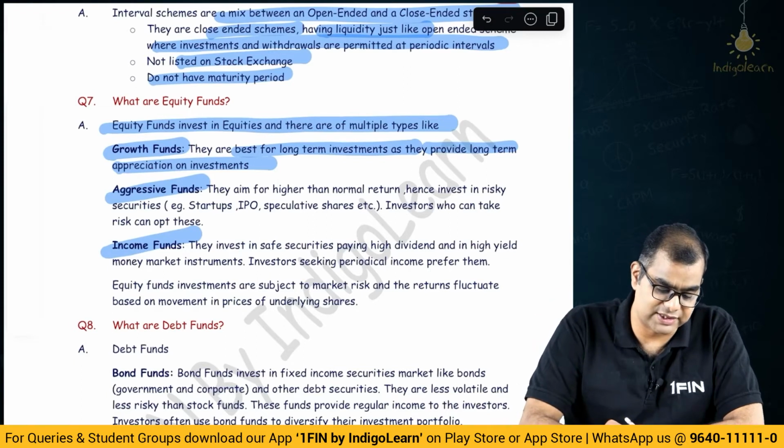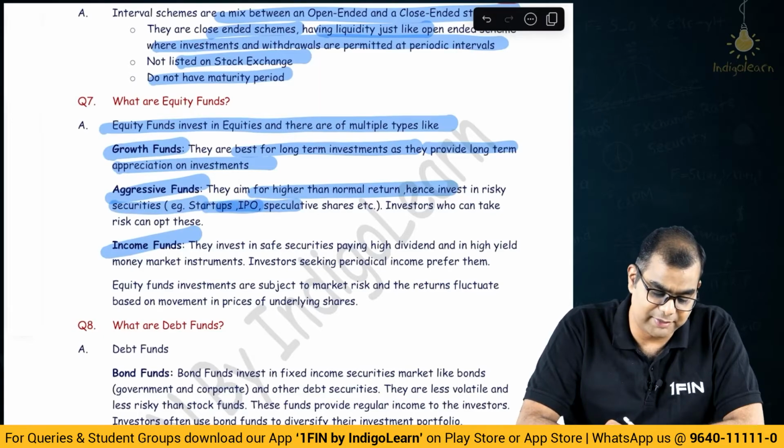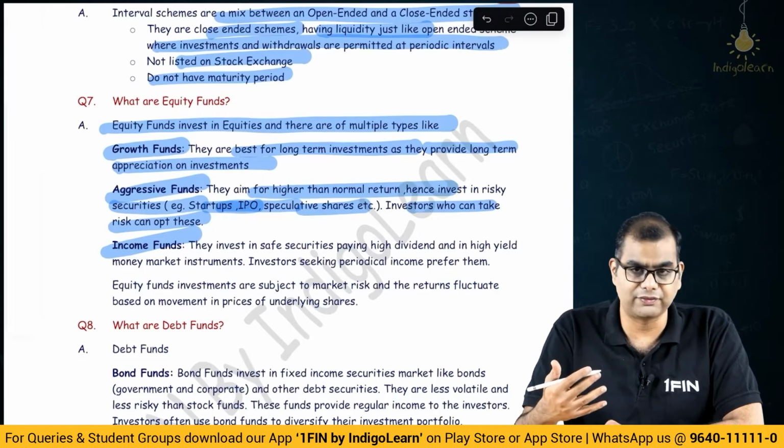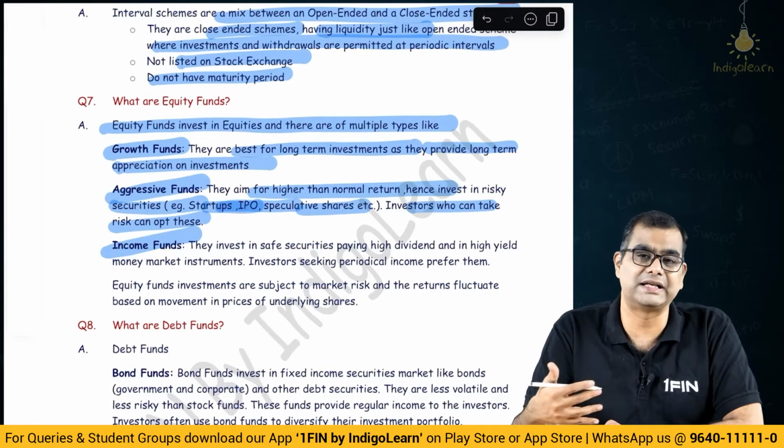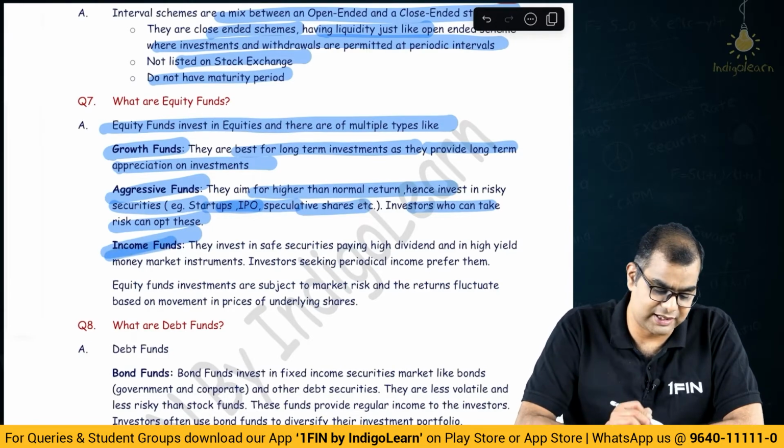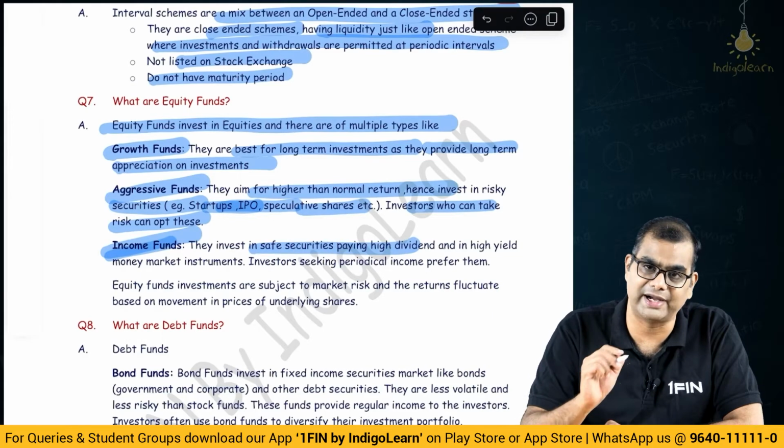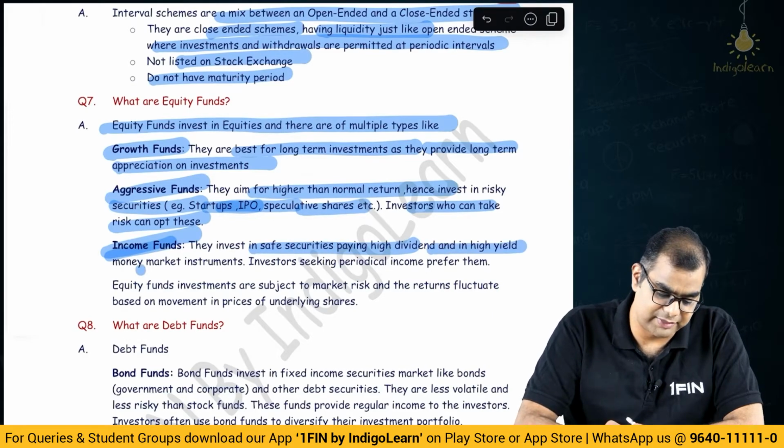Then you have aggressive funds. These aim for higher than normal returns and hence invest in risky securities such as startup IPOs, speculative shares, etc. Investors who can take risk can opt for this. Aggressive equity funds basically invest in risky company shares. Then you have something called income funds. These invest in safe securities paying high dividends and high-yield money market instruments.